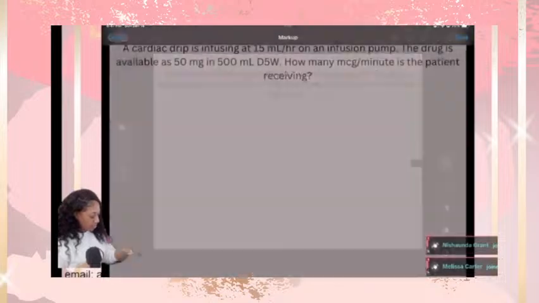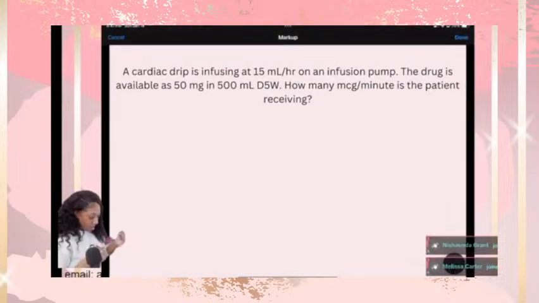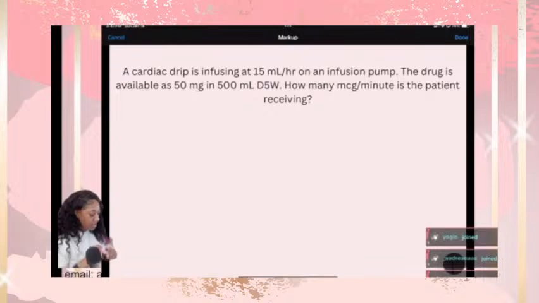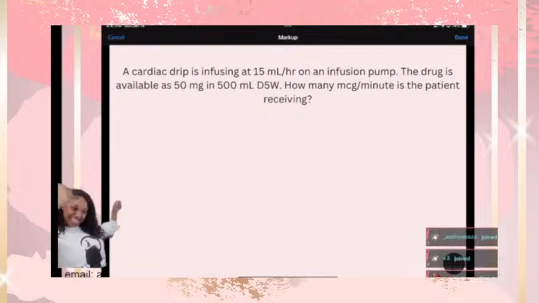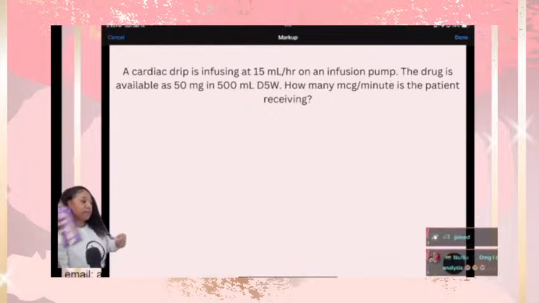All right, y'all, I'm so excited. A cardiac drip is infusing at 15 mLs per hour on an infusion pump. The drug is available as 50 milligrams in 500 milliliters D5W. How many micrograms per minute is the patient receiving? Oh my God, I did dimensional analysis. Yay! She did that.